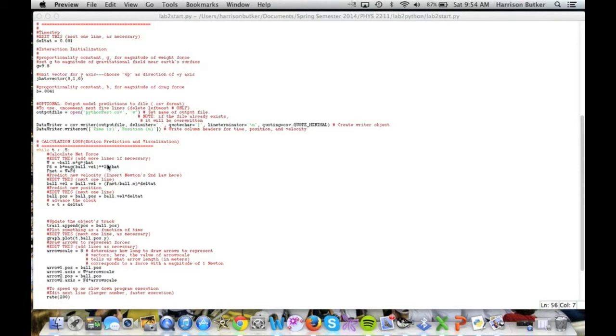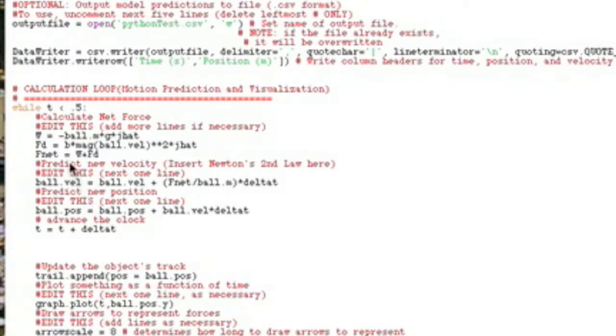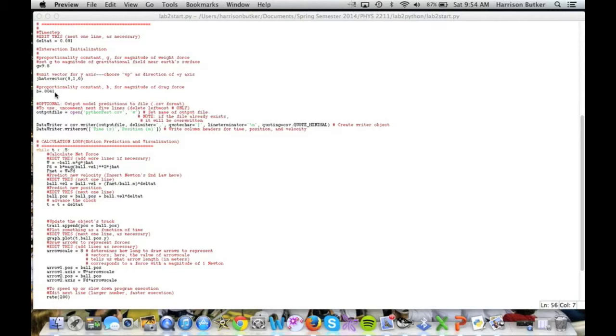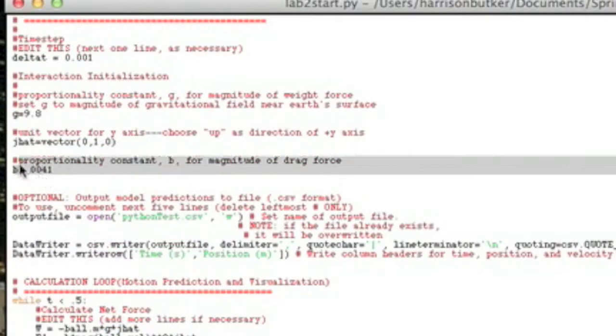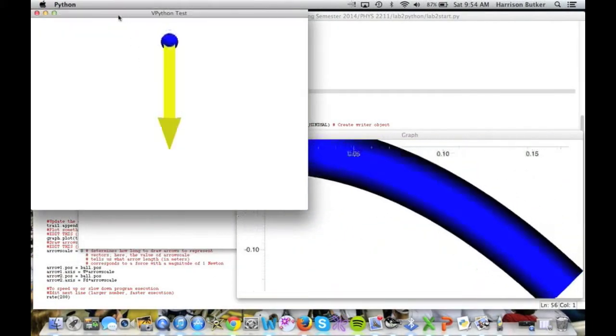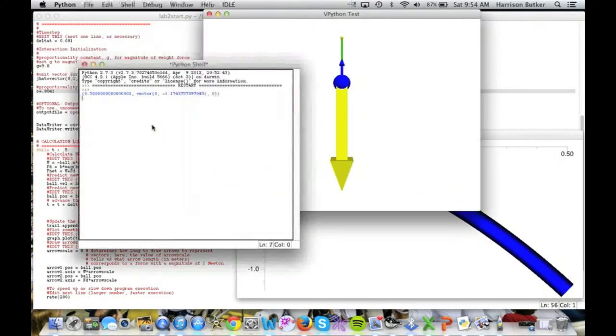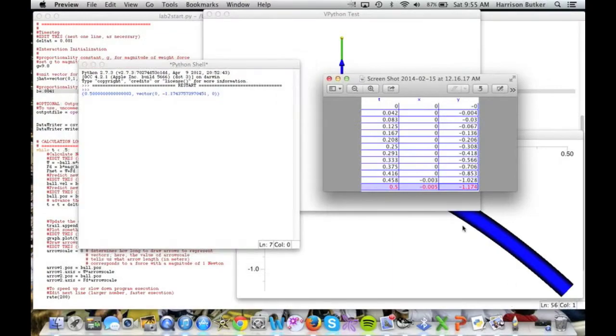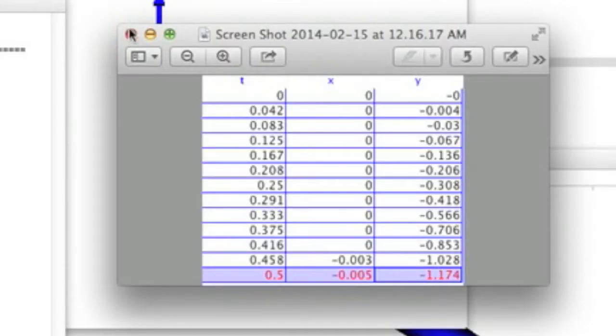Now, to look at a computational model based off Newton's second law of the falling Powerade bottle with drag force, I have to insert the equation for drag force. This equation is F sub d equals b times the magnitude of ball dot vel squared times j hat, and then F net equals W plus F sub d. From this information, I have to assign a number to b, the proportionality constant. I did this by plugging in different values of b until the final position of the computational model was equal to the final position of my experimental model. As you can see, when you run this with b equals 0.0041, you get a final position of negative 1.174 meters, and from our experimental data, our final position is negative 1.174 meters.